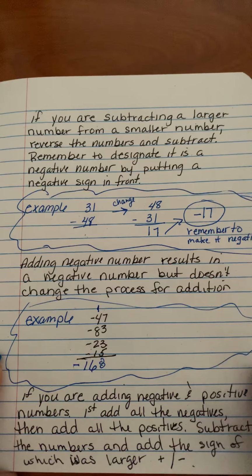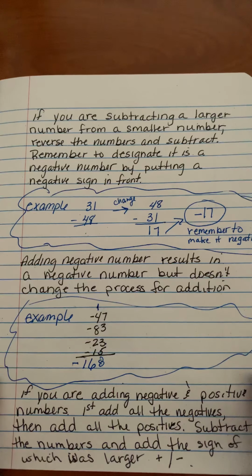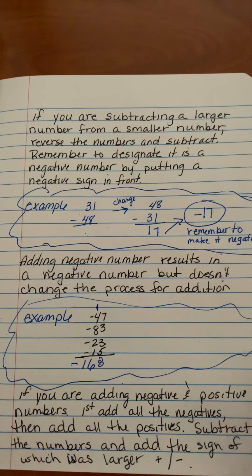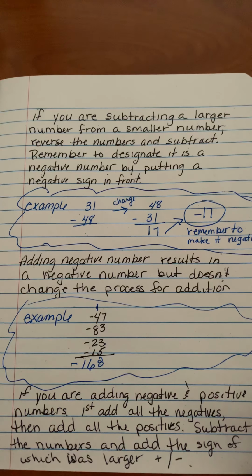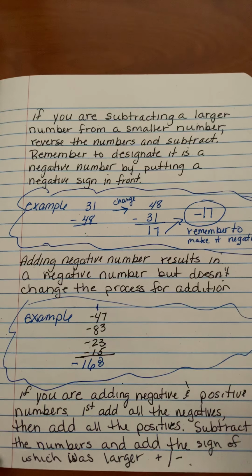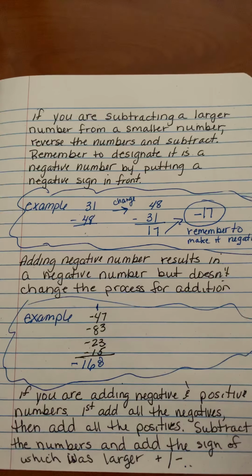If you are adding negative and positive numbers, first add all the negatives, then all the positives. Then you would subtract the numbers and add the sign of the amount which was larger, either the positive or the negative. So if I have a whole bunch of them, I group the kinds together, the positive transactions and the negative transactions. I add those up separately in their groups, and then I'd subtract the numbers.